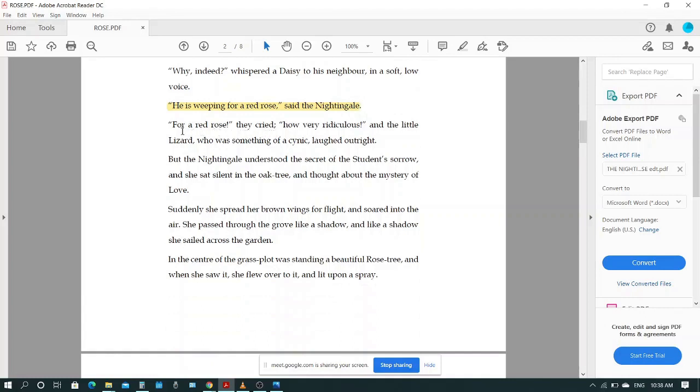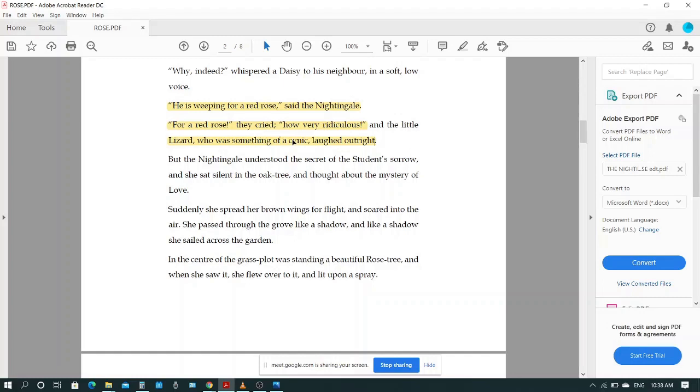Now all of these other animals do make fun of the boy. For a red rose they cried, how very ridiculous. No, it is ridiculous that the boy is crying for a red rose. And look at the explanation. The lizard, who was something of a cynic, laughed outright. Cynic is doubtful. No, a person who doubts any kind of relationship, who believes that material is everything and there is nothing called love. Okay, that kind of person is called a cynic, and the lizard is that kind of cynic who believes that there is nothing called love, and this boy is a stupid person who is crying for that particular girl.